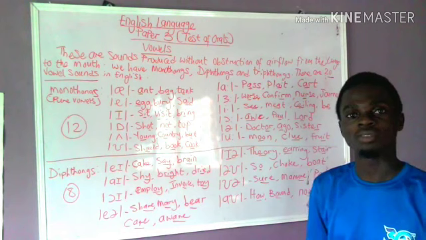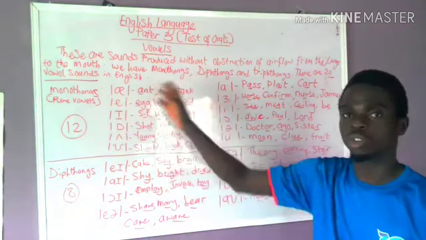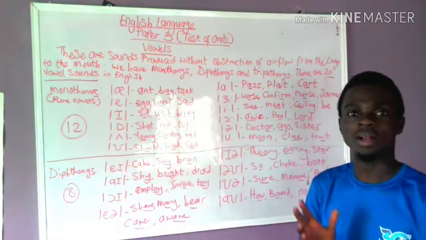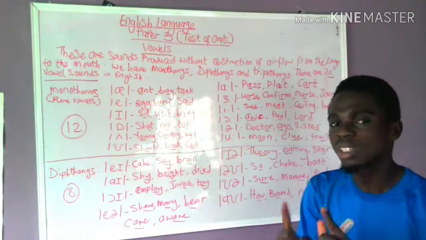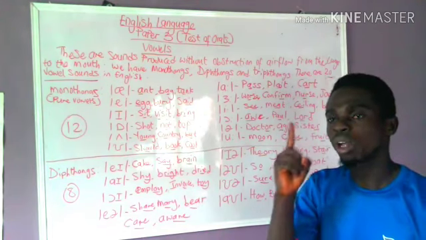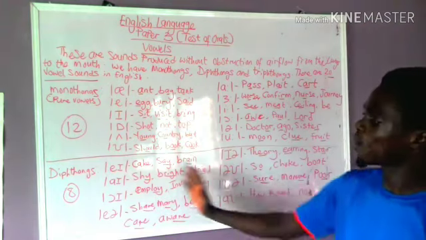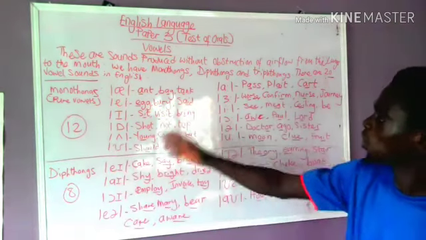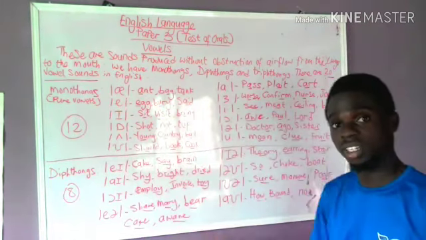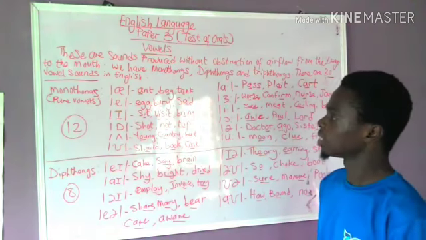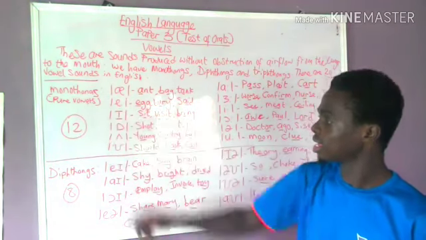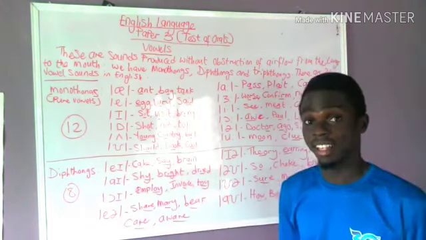A diphthong is when you glide from one vowel sound, from one monophthong to another. So you're combining two vowel sounds together to give you, most importantly, a new quality sound. Here, if you look at it, we have two sounds. We're combining two vowel sounds together to give us an entirely new sound.